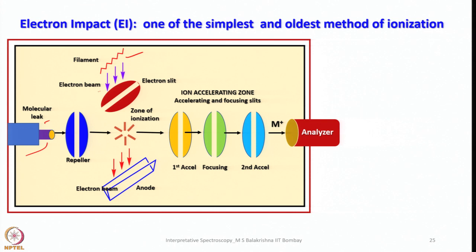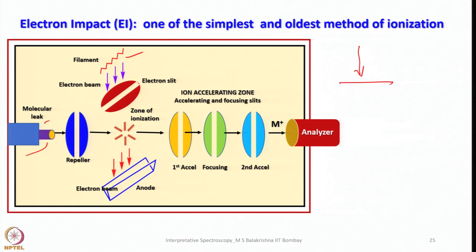So that means you can see, if it is entering like this, these are all coming in a perpendicular direction. These electrons are drawn off by a positively charged slit called the electron trap, which is on the opposite side of the filament. You can see it's on the opposite side of the filament. And thus electrons travel across the ion chamber. Ions are generated by the exchange of energy during the collision of the electron beam and sample molecules. So this happens in the ionization chamber here.